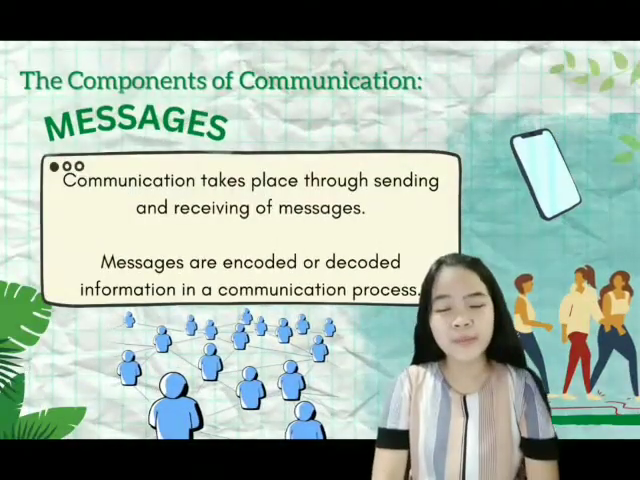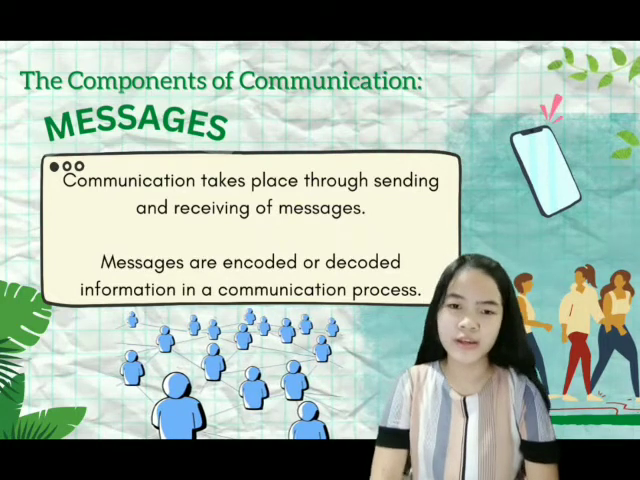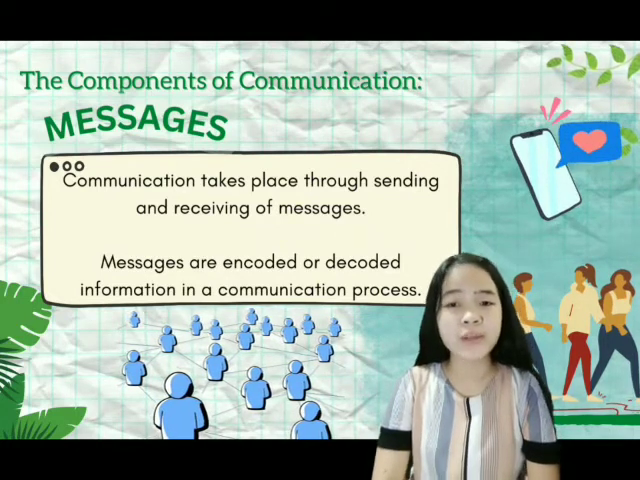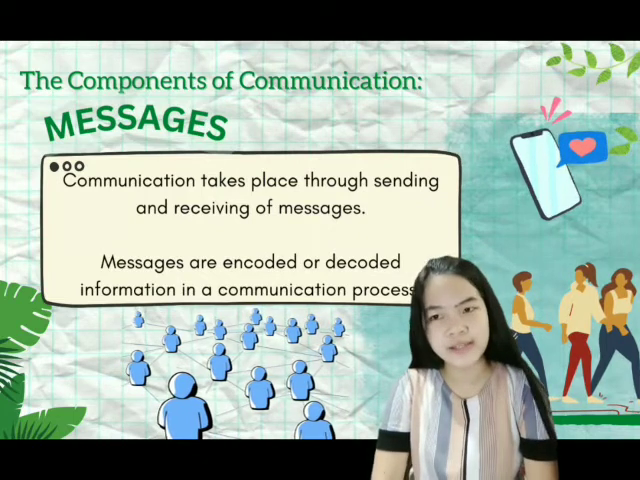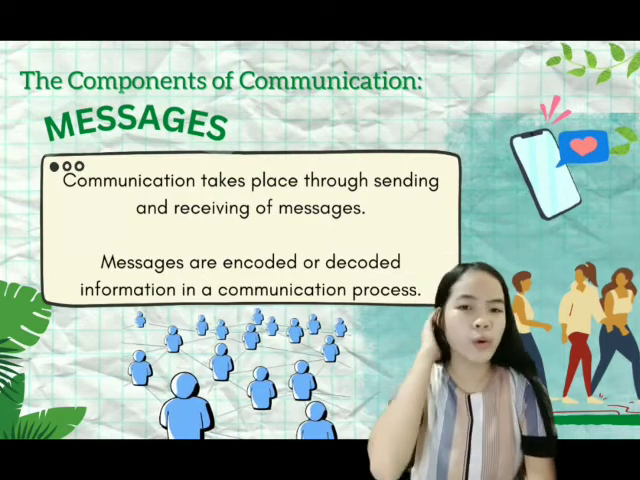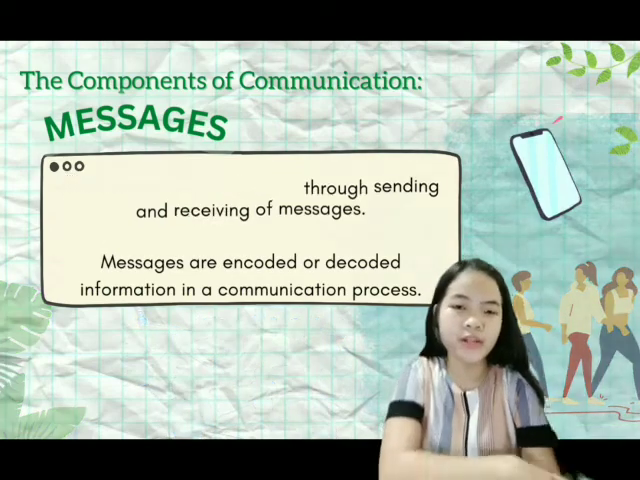The third component of communication is the messages. Communication takes place through sending and receiving of messages. Messages are encoded or decoded information in a communication process. Although the encoding and decoding were not visible, they were carried out when the seller explained about the goods and the customer interpreted the message.